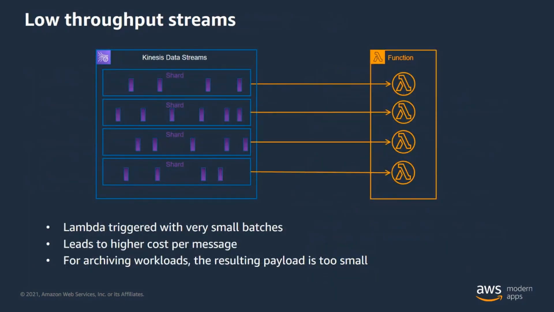For streams with low numbers of records, you may find that the consuming Lambda function is invoked with small batches, which increases the processing cost per message. If the latency sensitivity of the workload is less important, for example, in archiving workloads, you can change this behavior to wait for more messages to arrive before invoking the Lambda function.